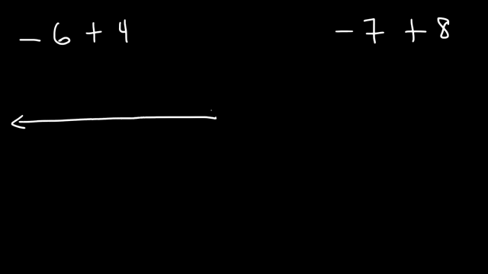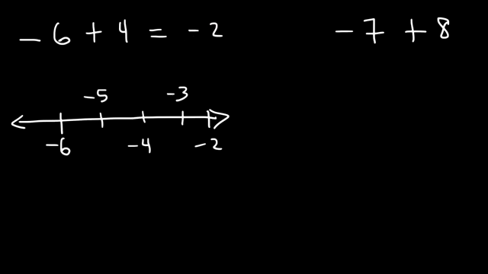Let's work on some more examples. What is negative 6 plus 4? And what is negative 7 plus 8? So take a minute and pause the video and work on those examples. So I'm going to use the number line technique once more. So let's say negative 6 is on the left. We need to add 4 to it. So we got to travel 4 spaces to the right. 1, 2, 3, 4. So this is negative 5, negative 4, negative 3, and negative 2. So therefore, negative 6 plus 4 is negative 2.